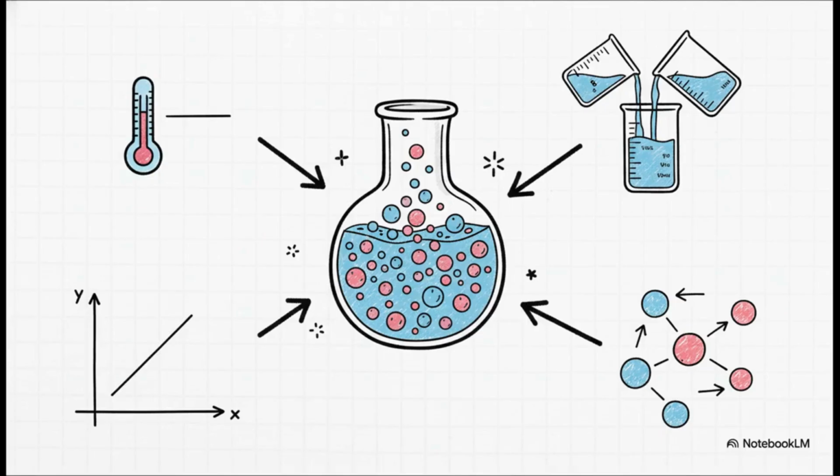So, in this perfect textbook world, an ideal solution is just perfectly behaved. When you mix the parts together, there's no change in heat, no change in volume. It's seamless. The molecules don't really care who their neighbors are. The attraction between all the different particles is basically the same. And, of course, they follow Raoult's law to the letter, every single time.